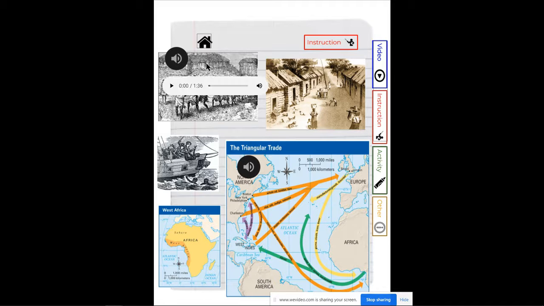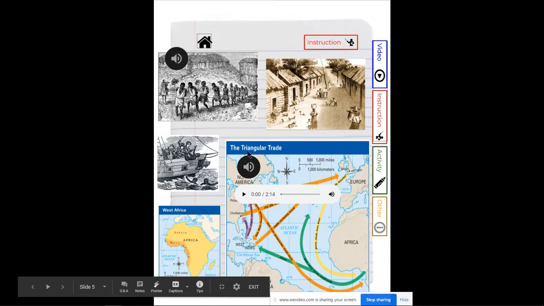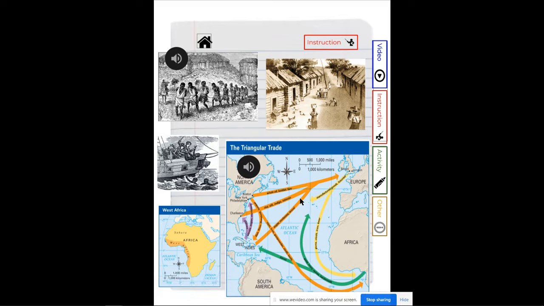Again, these audio files are going to give you more information about what is happening to start the triangular trade, and what is happening during the time of the Middle Passage, including what you can read on this graph, on this image right here, on this graphic, in order to understand what is happening during the time of this triangular trade.